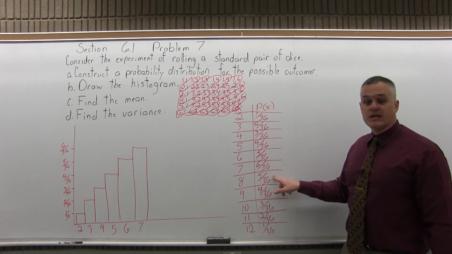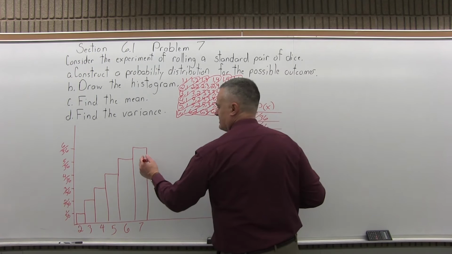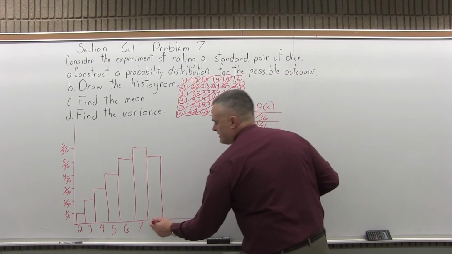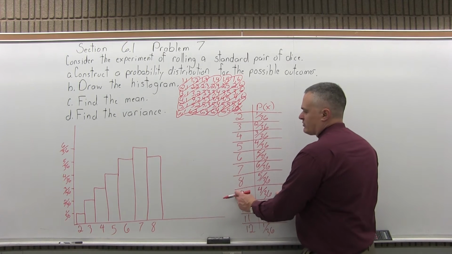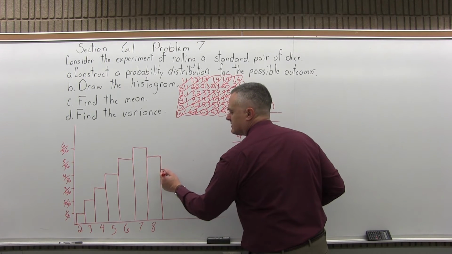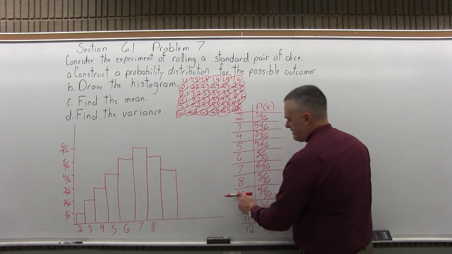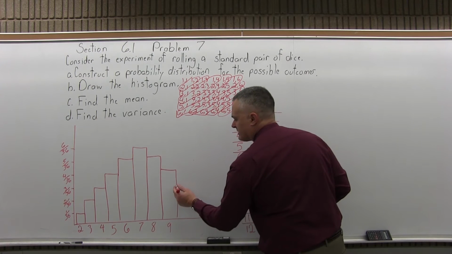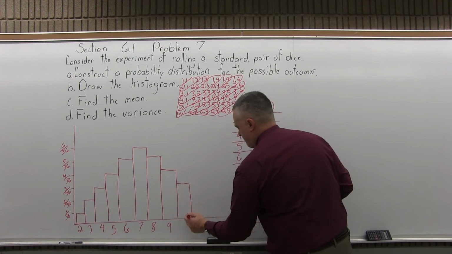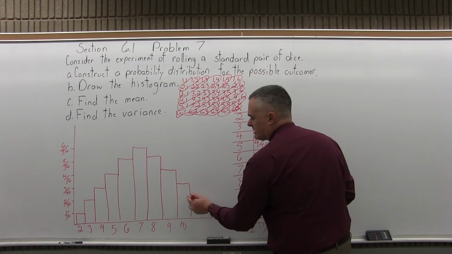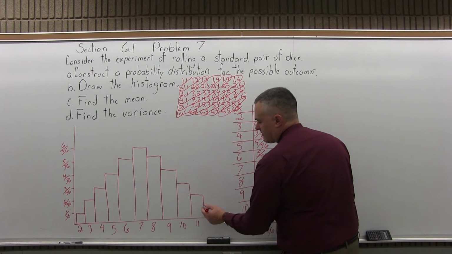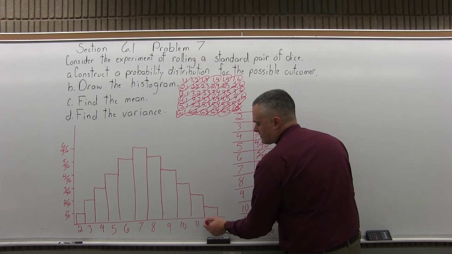Now the bars are going to start going down in height. The next one is 5 over 36, and that's for 8. The next one is 4 over 36. That's for 9. Then 3 over 36. That's for 10. Then next is 2 over 36. That's for 11. And finally, the last bar, 1 over 36 for 12.